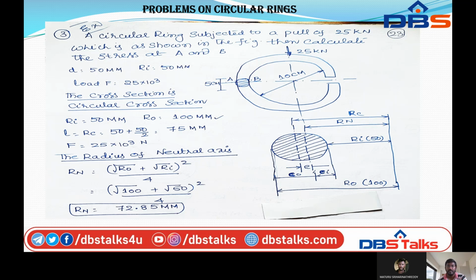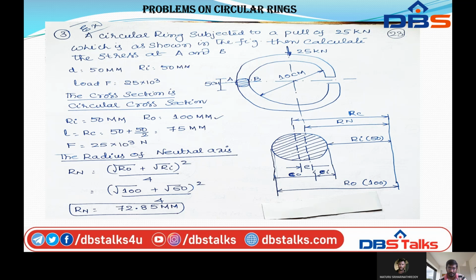A circular ring is subjected to a pulley load of 25 kN, as shown in the figure. Calculate the stresses at A and B. The figure will be given with the problem, a circular ring with a circular cross section. We can calculate the stresses at A and B.